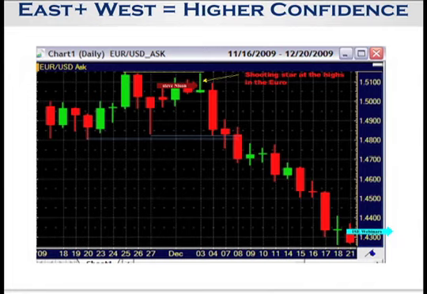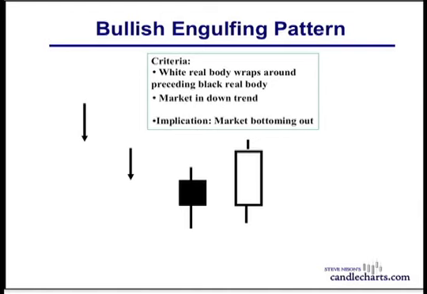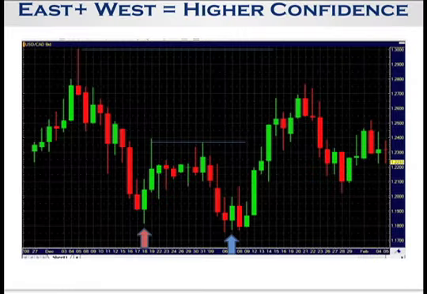So let's move on. Okay, now here we have a bullish engulfing pattern, a white real body wrapping around the black real body. Once again, you don't have to be a real guru to understand what's happening here. The white real body wraps around the black real body. Who's taking over from whom? It's always bad with English. Anyway, the bulls are taking over from the bears. It's a potential bottom reversal signal.